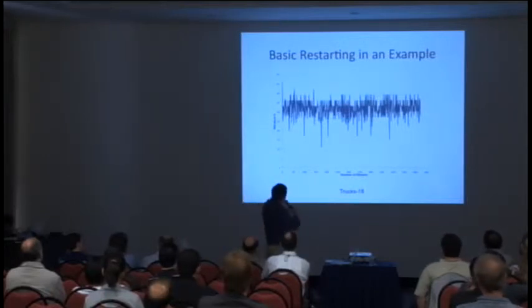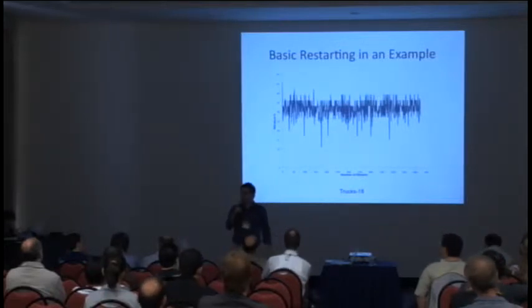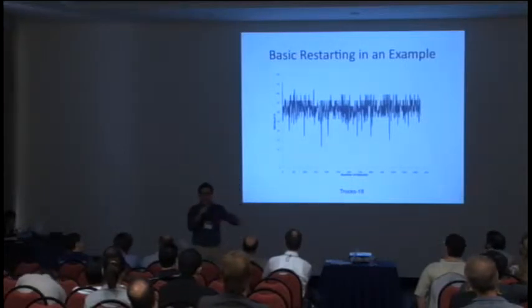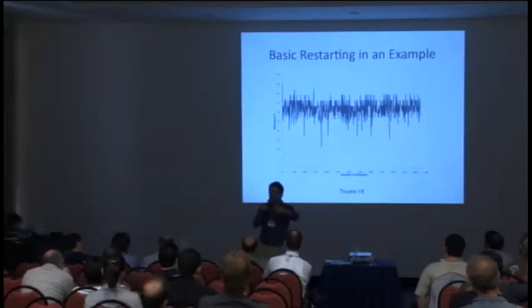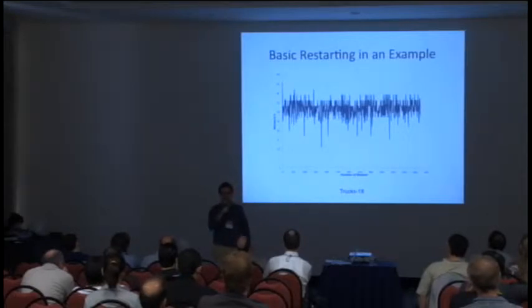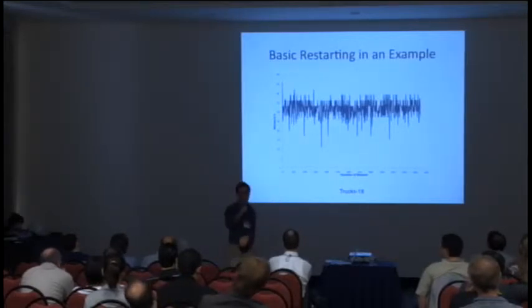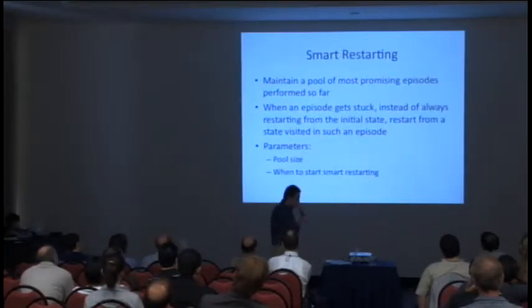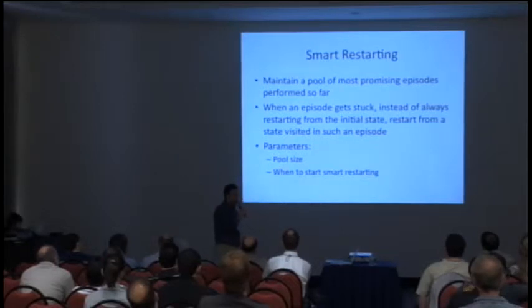But those runs might have some good information. You might make some good decisions at the beginning, but at the end, by randomly choosing a very costly action, you ruin everything. So by exploiting the information in those runs, we can learn something. This is the idea behind smart restarting. The idea is very simple.